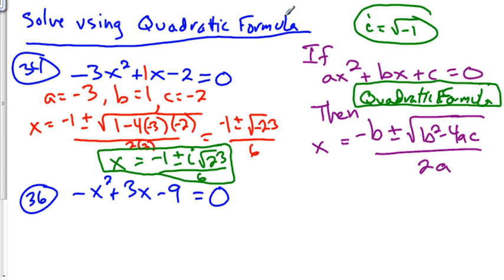Okay, let's do number 36. Same thing, it's already in order. I'm not going to write down the a, b, and c. a is negative 1, b is 3, and c is negative 9.